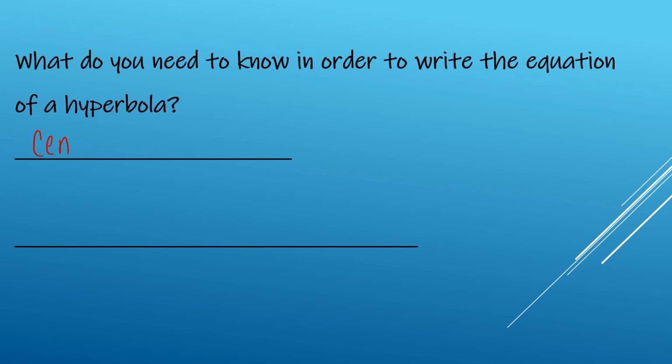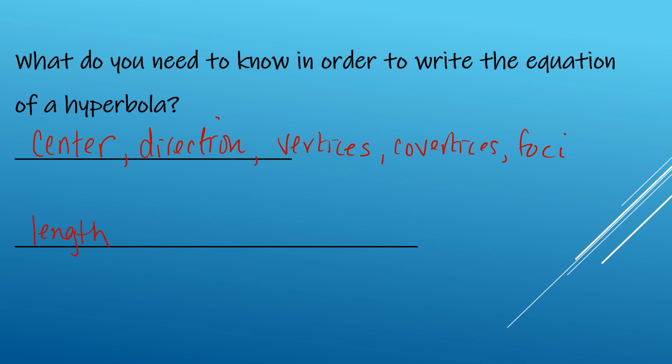Okay, what can we be given? Definitely the center. That would make life easy. I would love to know the direction that the graph is going to open, and either the vertices or the co-vertices, and even the foci. Another thing you could be given is the length of either axis, so the length of the transverse or the conjugate.